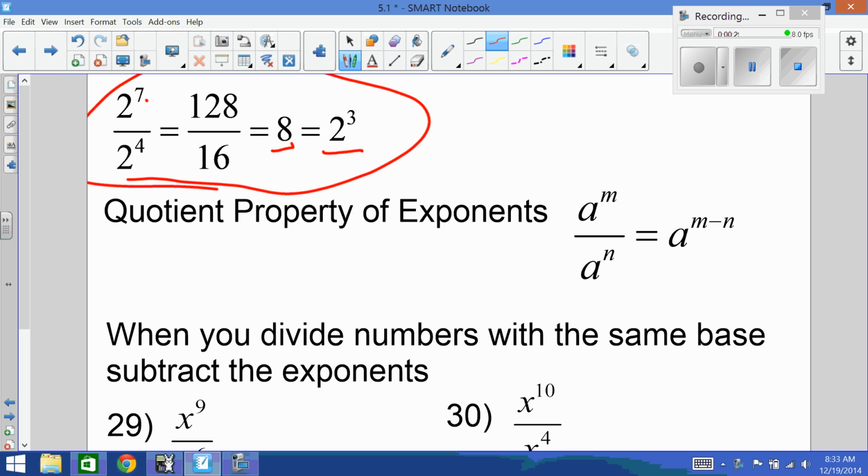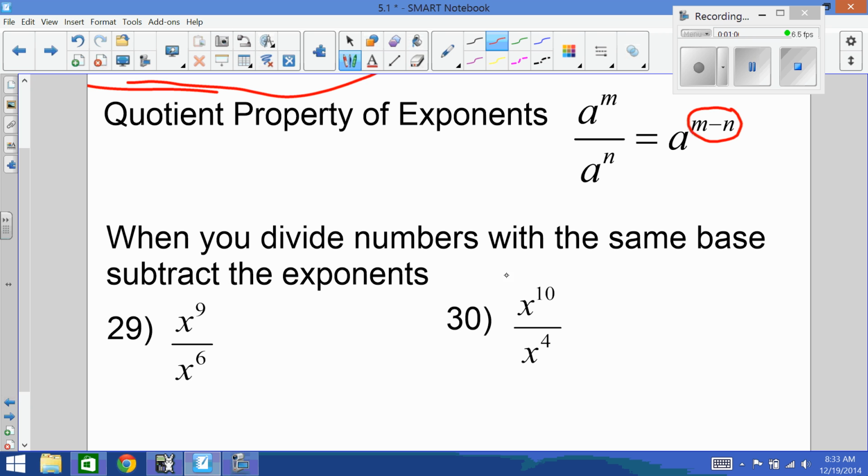All right. The quotient property of exponents states that if I have a base to an exponent divided by the exact same base to another exponent, all you have to do is subtract the exponents. So in other words, 7 minus 4. Remember, take the top minus the bottom, and 7 minus 4 is equal to 3, which is that right there. All right. So when you're doing these problems, when you divide numbers with the same base, subtract the exponents.